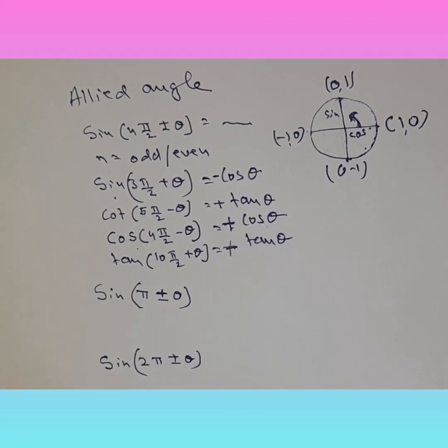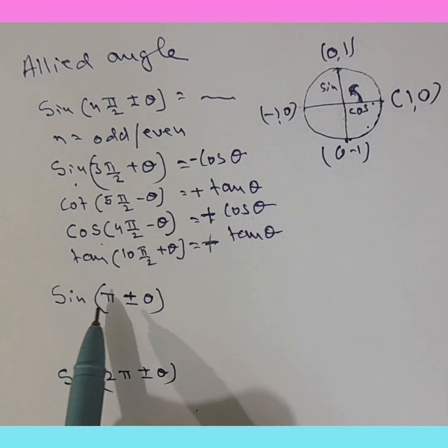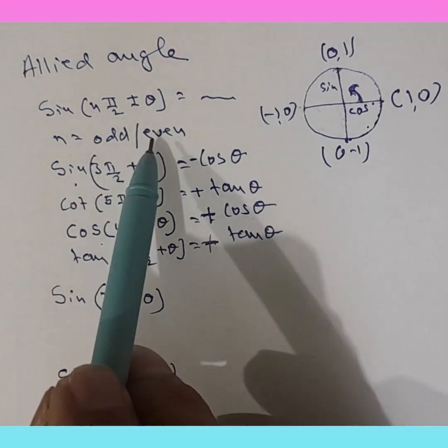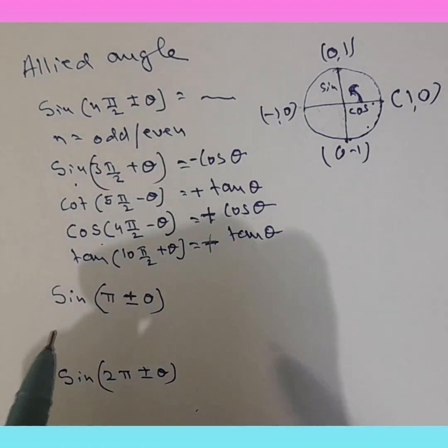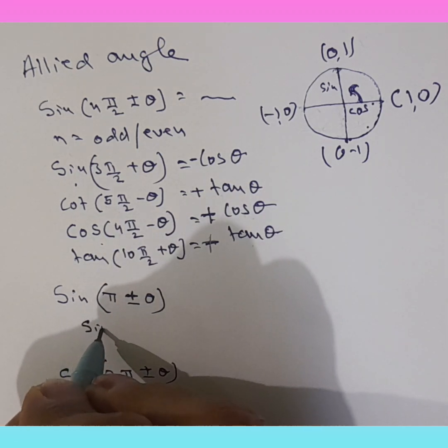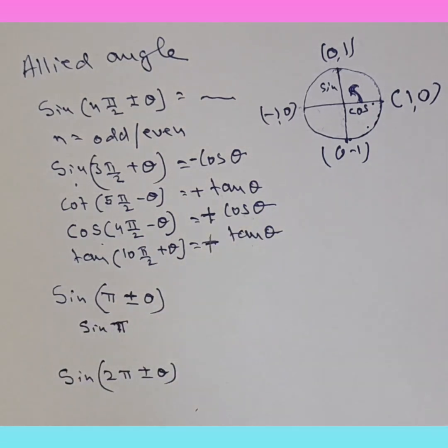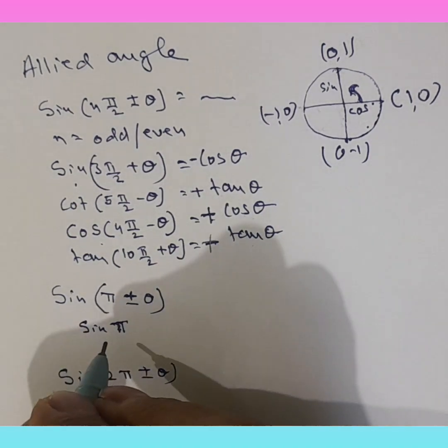Now let's try and understand what would be the situation if we have, instead of pi by 2, pi and 2 pi. Now mind you, this would follow the rule for even. Alright, how? Now let's take an example. Now let's call it sine pi.